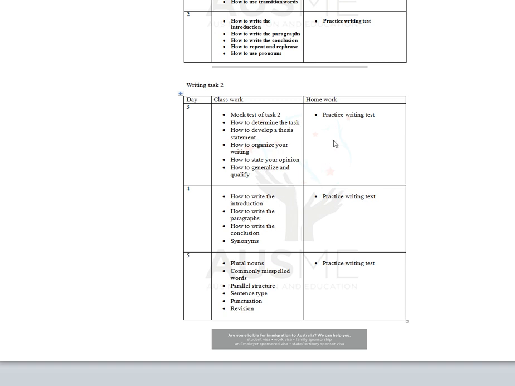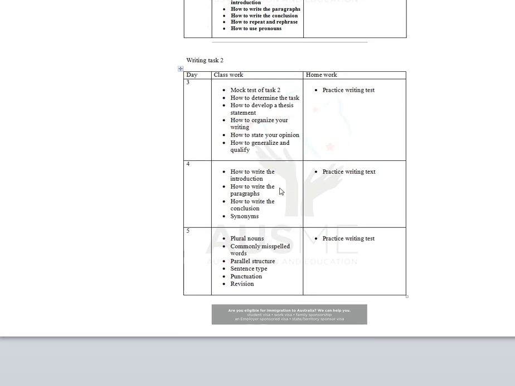Cool? So again, we'll have another practice writing test, but now that's for homework. Now in the homework, you'll have task 1 plus task 2. So you'll have the complete writing test for homework.